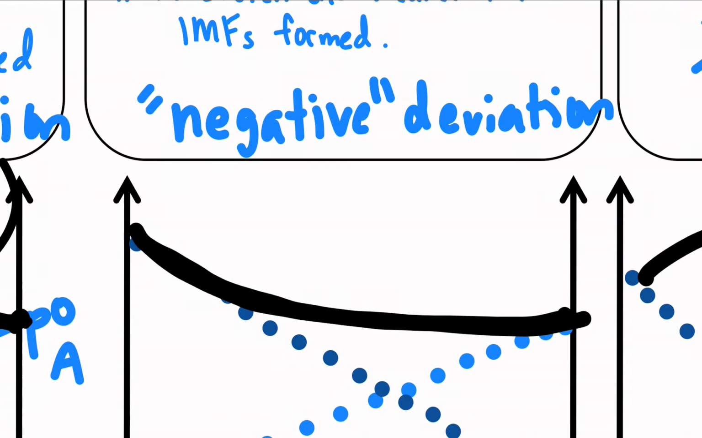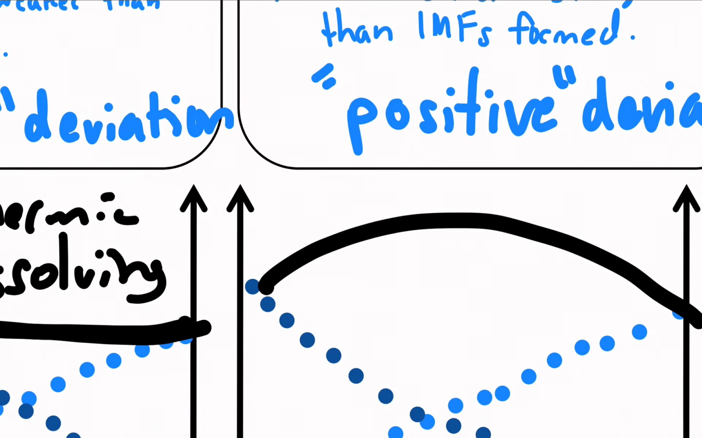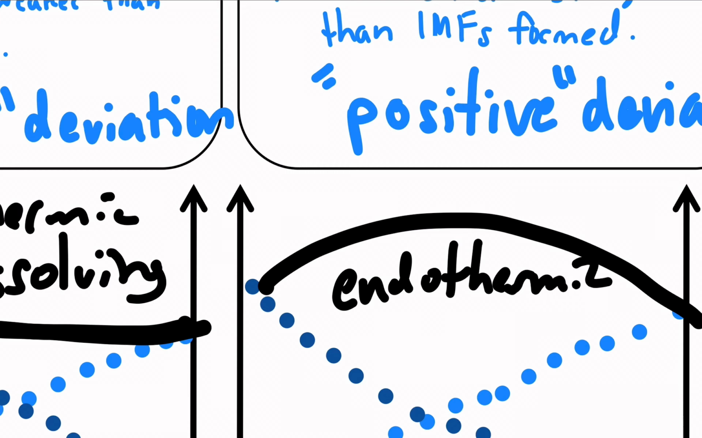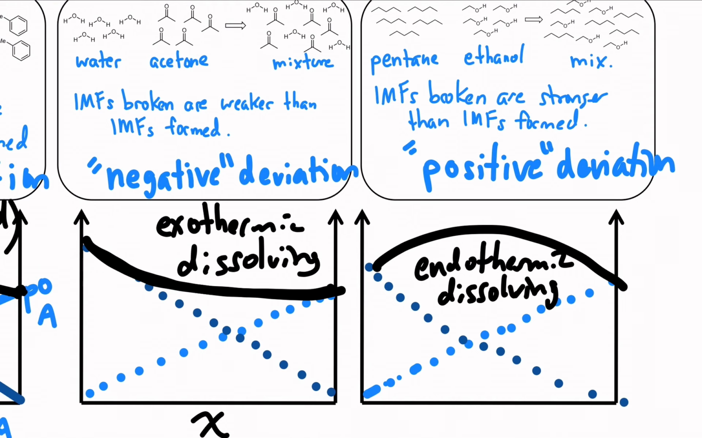Usually a negative deviation goes with an exothermic dissolving. So when you mix things, they actually warm up. And the opposite is true when you have a positive deviation. This is an endothermic dissolving. And you can actually detect the temperature changes qualitatively when you mix two liquids. If you mix pentane and ethanol, the mixture actually gets cold because you're breaking more than what you're forming.